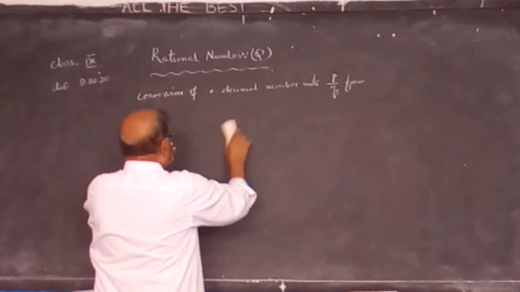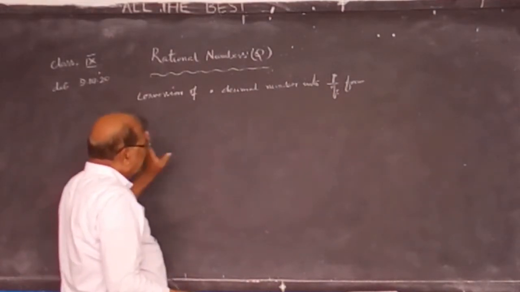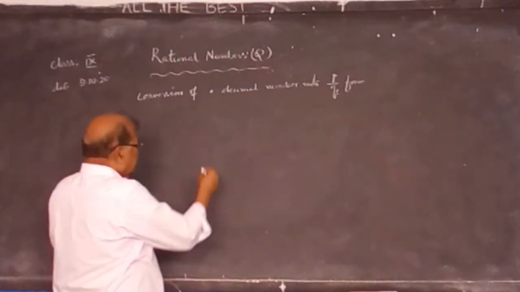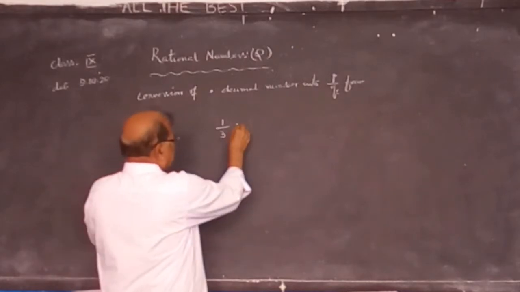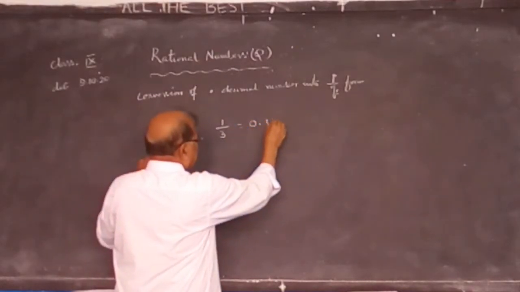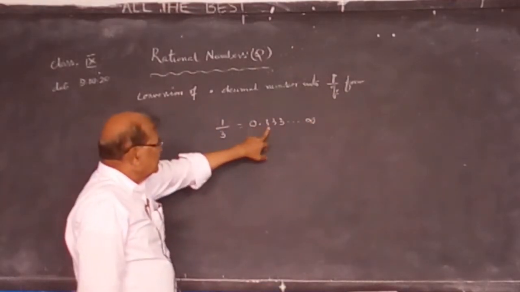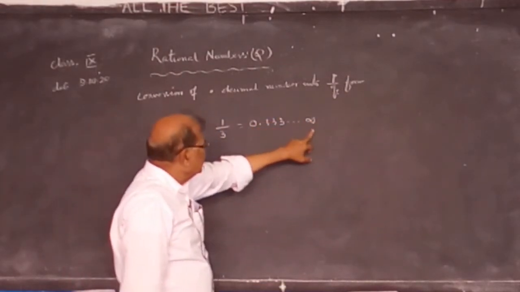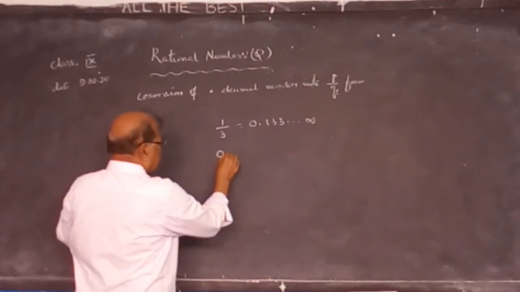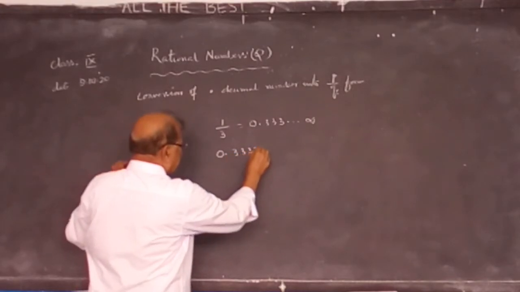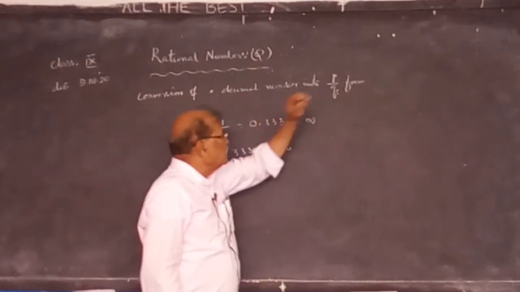This is terminating. Suppose it is recurring and non-terminating. For example, take 1 by 3. 1 by 3 is equal to 0.333 up to infinity. So this is recurring and non-terminating. If this is the case, for example this value is 0.3333 up to infinity, how do you convert this into the form of P by Q?